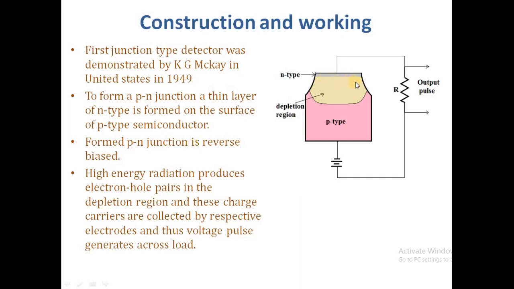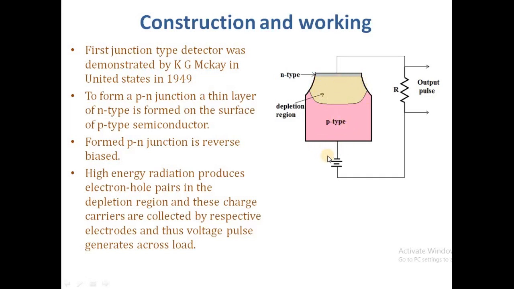In a PN junction detector, a thin layer of N-type is formed on the surface of P-type silicon or germanium. The electrons from the N region and holes from the P region diffuse into the P and N regions respectively across the junction, and the intermediate volume between the P region and N region will be cleared of both charge carriers. This region is called the depletion region. It is depleted of both types of charge carriers.